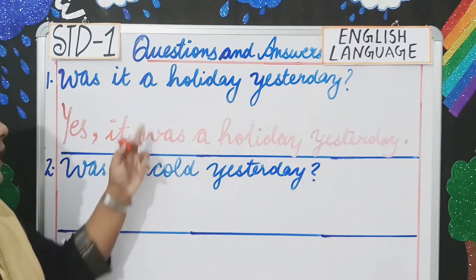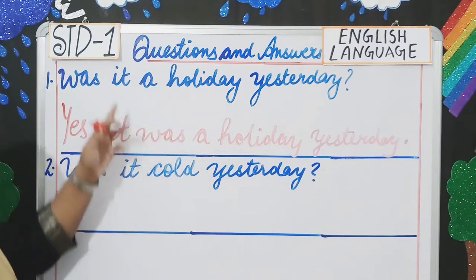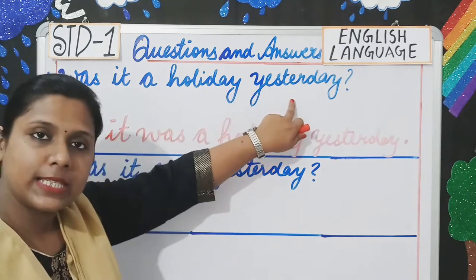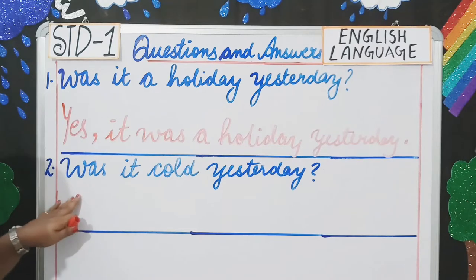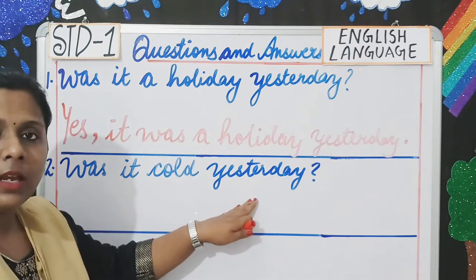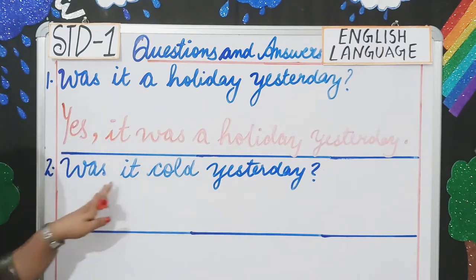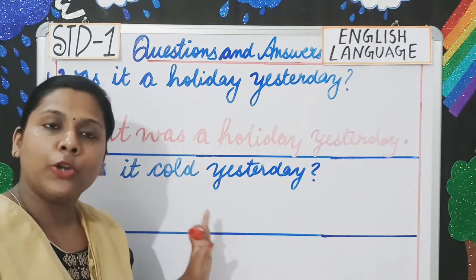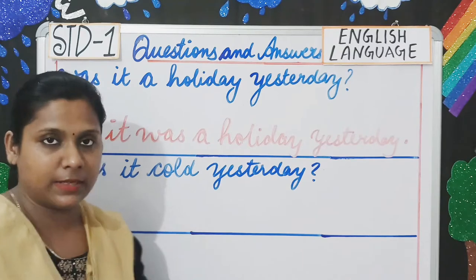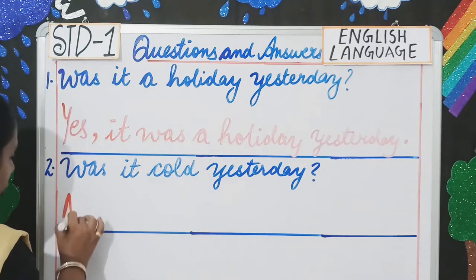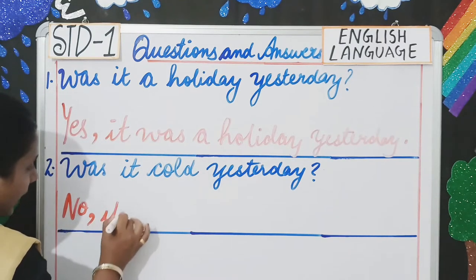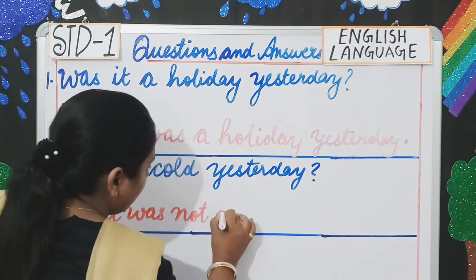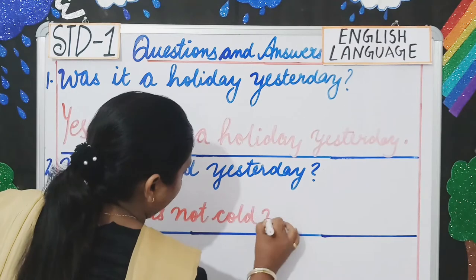These answers will be according to the question. So you have to just write, yes, it was a holiday yesterday. Clear? Next. Was it cold yesterday? So you will write, no, it was not cold yesterday. When you write no, you have to use not with it. Clear? So you will write, no, it was not cold yesterday.